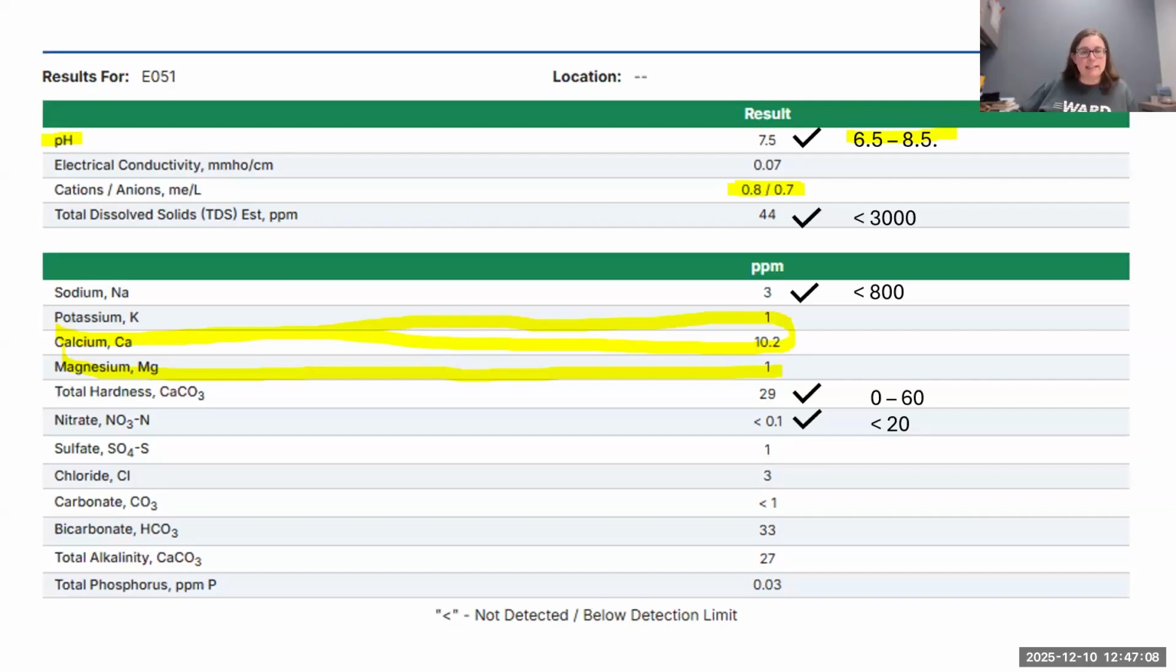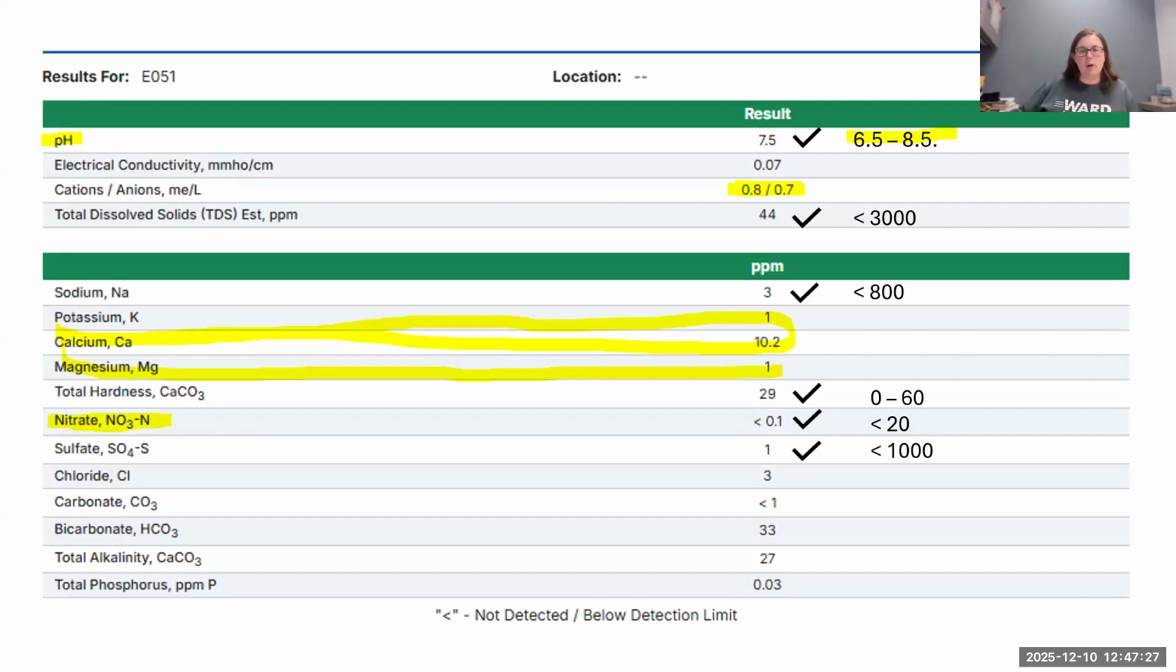So the nitrates obviously are very low. We want to keep those under 20. Again, I did briefly mention nitrates when talking about forages. If you do have a high nitrate number in your water, you need to be extra cautious with your forages and what nitrates are potentially there.